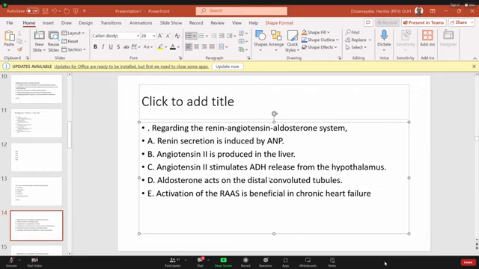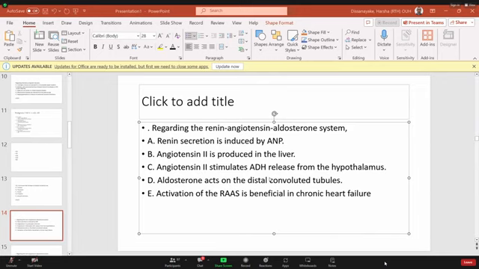Is it correct to say it is from the hypothalamus? Well, yes, because hypothalamus and pituitary are pretty much a single unit when it comes to ADH release. So if someone says ADH release from hypothalamus, that is correct. If someone says ADH release from posterior pituitary, that's also correct. But if someone says ADH release from anterior pituitary, that is false.